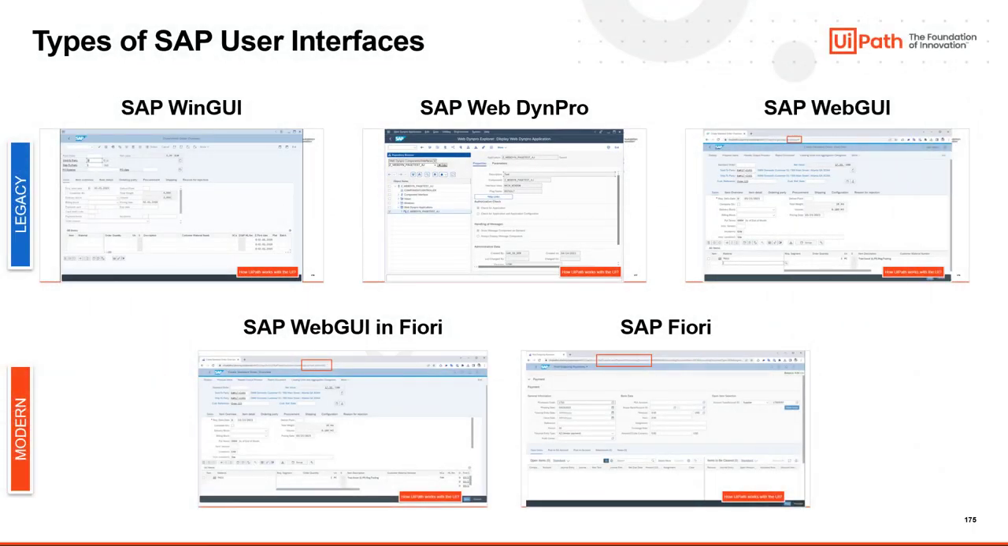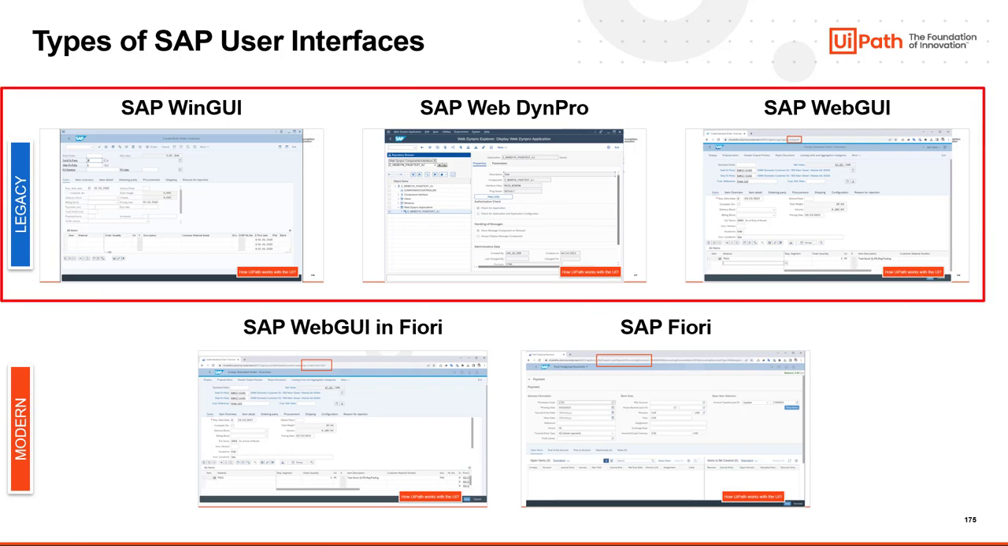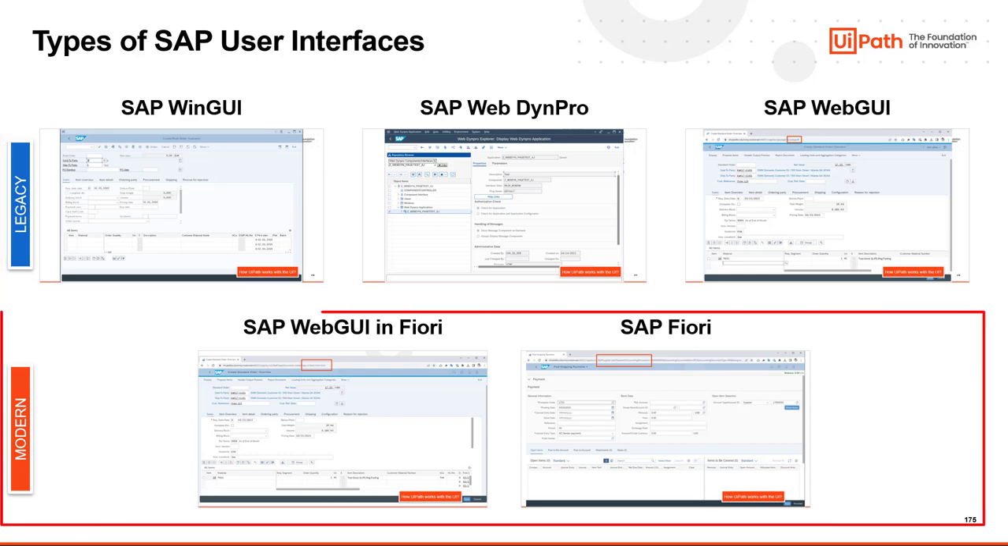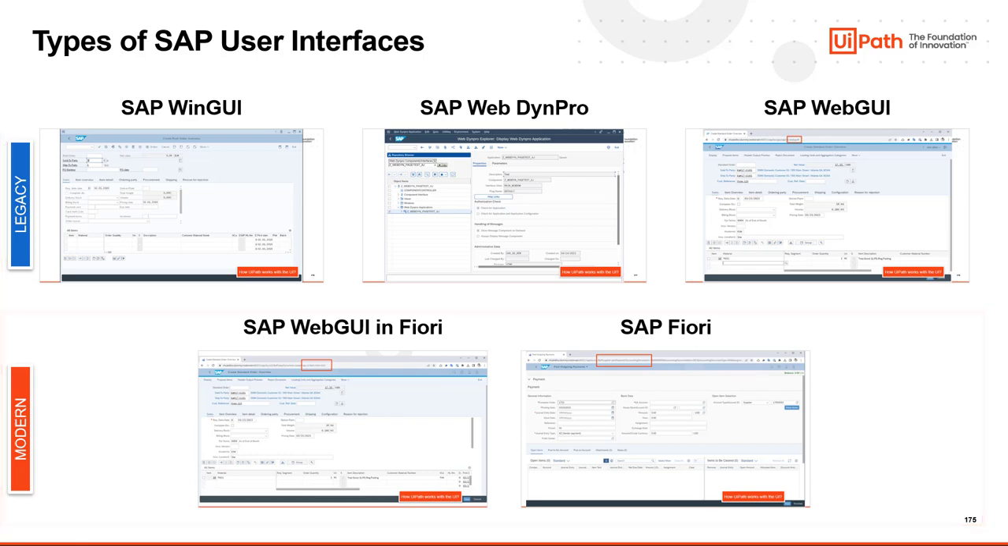SAP ERP landscape offers several types of user interfaces. There are legacy interfaces, and as organizations move to SAP S/4HANA, there are modern, sleek, browser-based interfaces. In this demo video, we will explore how to automate SAP WebGUI with UiPath.